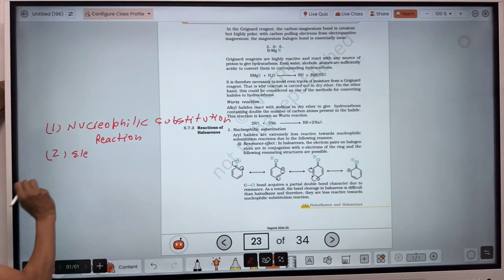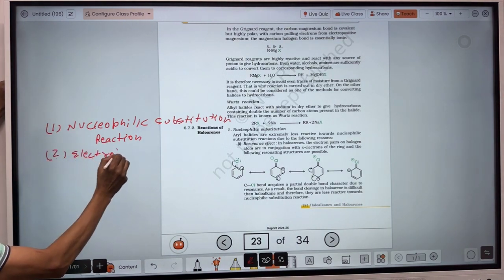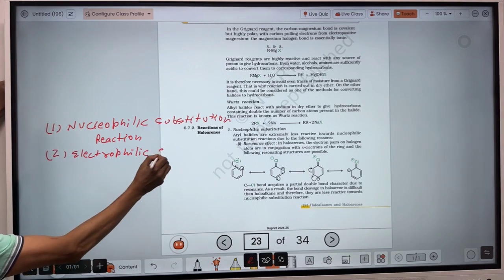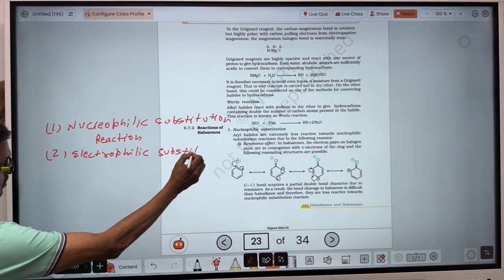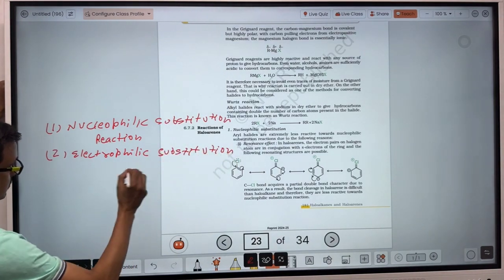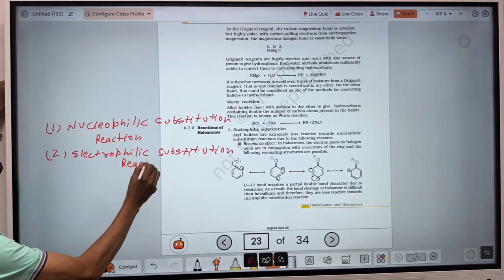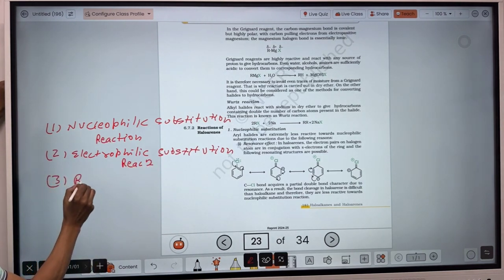Number 2 will be electrophilic substitution reaction. And number 3 will be reaction with metals.